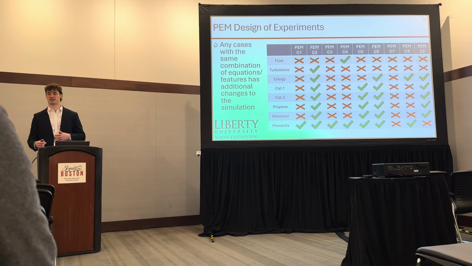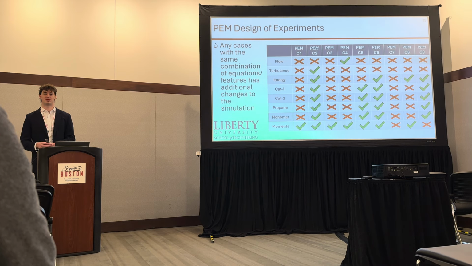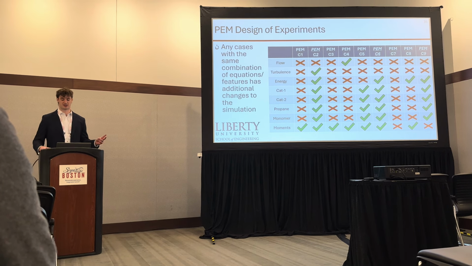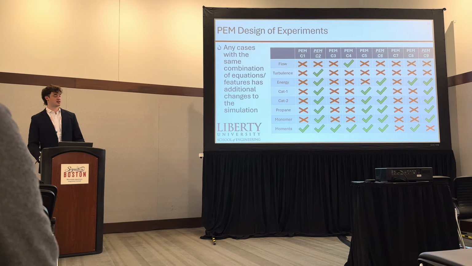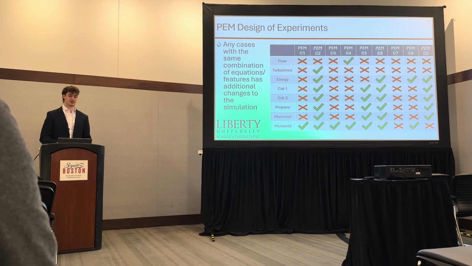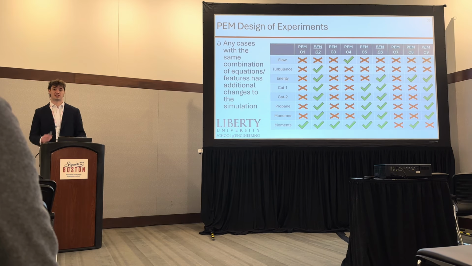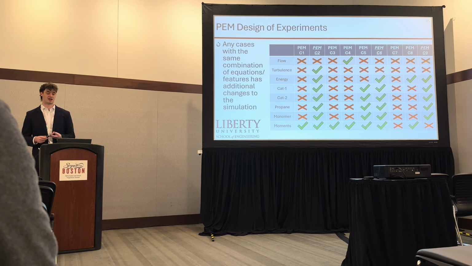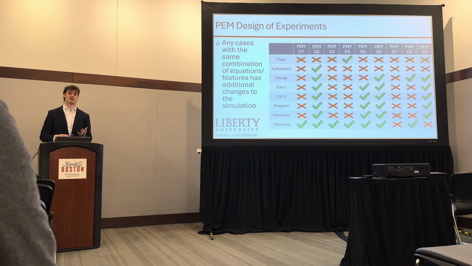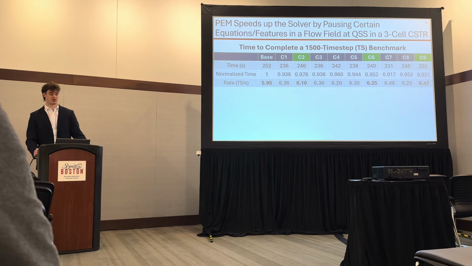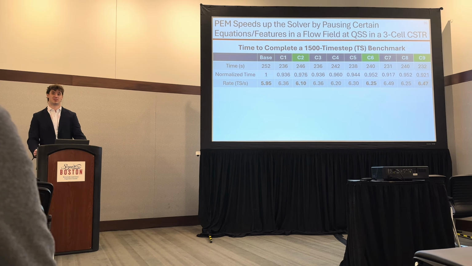And so flow in this case is referring to pressure velocity coupling, and it will disable the continuity and momentum equation calculations. So take a note at C2, C6, and C9. Those are our big players in the game. C2 has flow disabled, C6 has flow and turbulence disabled, and then C9 has flow, turbulence, and the calculation of our moments disabled. Here you can see results of a 1500 time step benchmark.